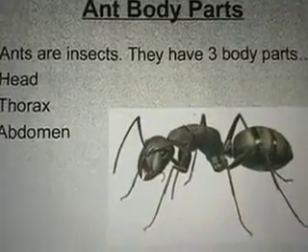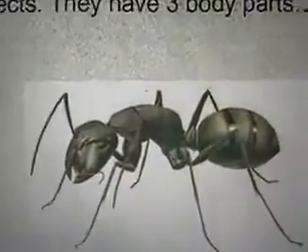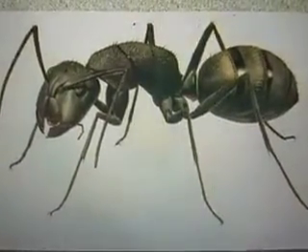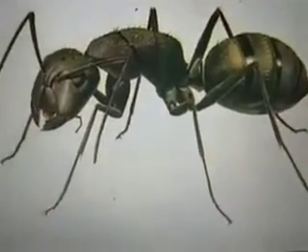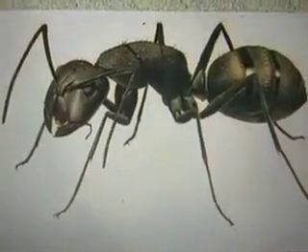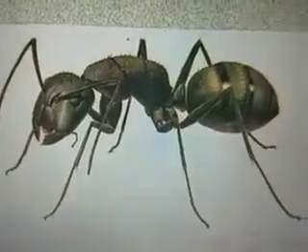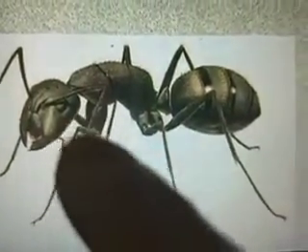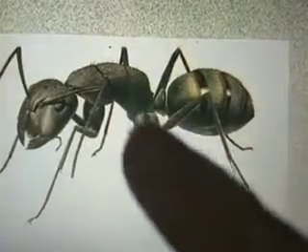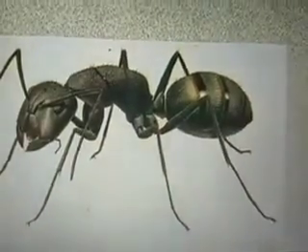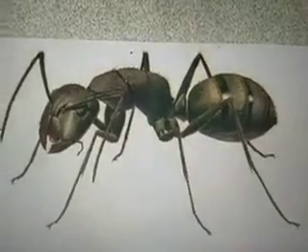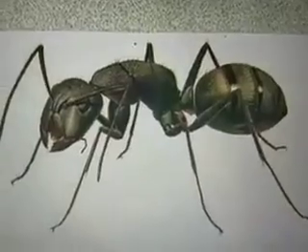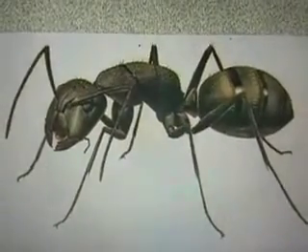Now let us look closely at a picture of an ant. This is the ant, and we're going to study the different body parts of the ant. Its body is divided into three parts: the head, the thorax, and the abdomen. You can see closely that ants have two eyes, but they don't have really great vision. They can't see very clearly.